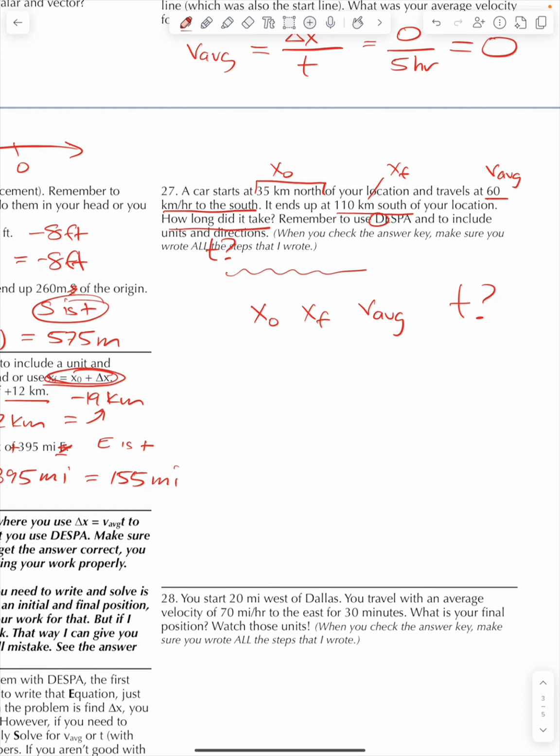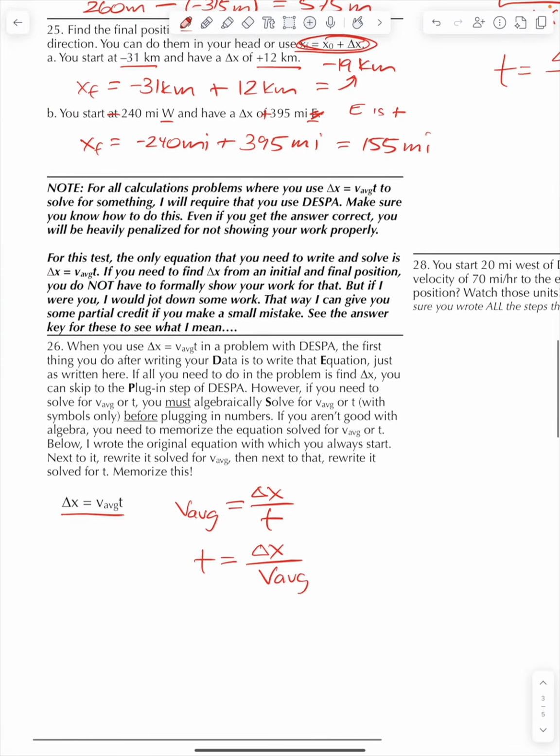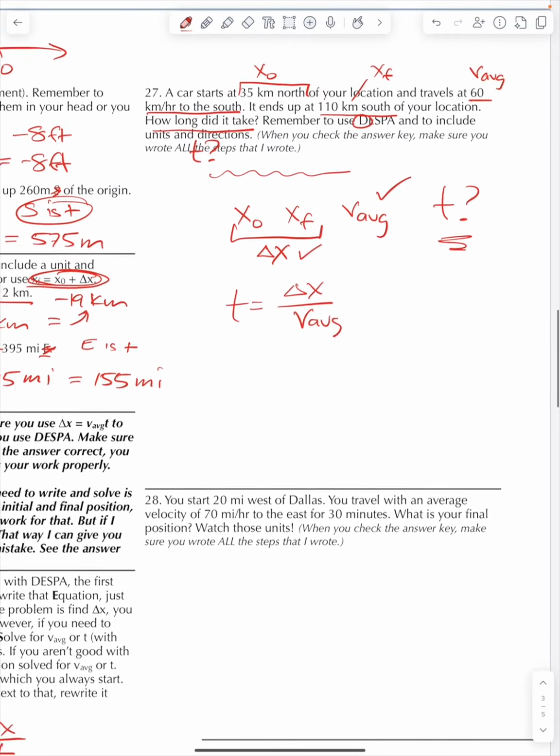Now, you might be stuck and say, I don't know an equation. But whenever I give you x initial and x final, what can you solve for? Delta x, the displacement, the change in position. So now that might look familiar. I have delta x, I have v average, and I'm looking for t. What is that? Well, that's t equals delta x over v average, which of course I just quickly solved from here. That's the original equation, but I just went ahead and wrote that equation.